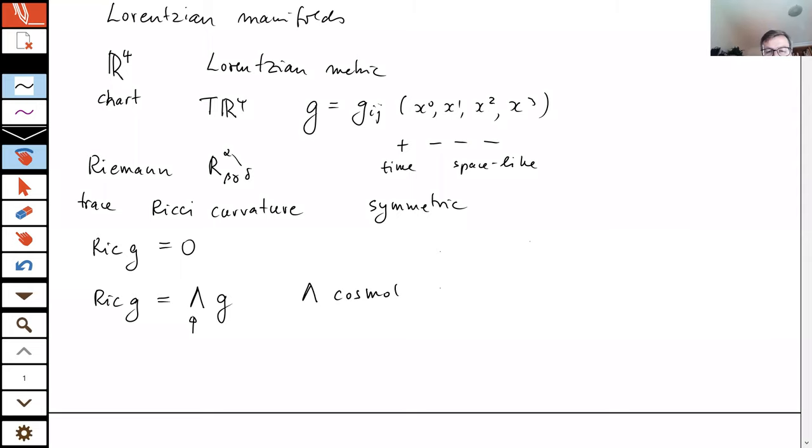Cosmological constant. If this cosmological constant is zero, we have a Ricci flat space-time. If it is positive, we have an expanding space-time. If it's negative, it is a shrinking space-time. I think the physicists think of our real existing space-time as something expanding, which can be measured. So for physicists, I think the positive cosmological constants are the more interesting case.